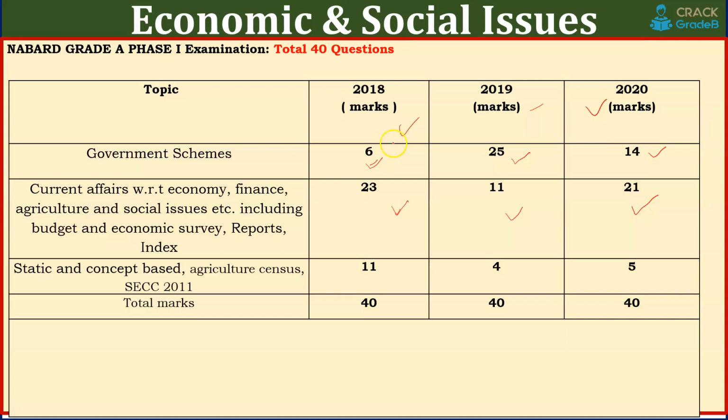So if we talk about current affairs and government schemes, 29 marks, 36 marks, and 35 marks, so an average of 30 we can consider is asked from current affairs plus government schemes. The static part is 11 marks, 4 marks, and 5 marks. So first of all we will discuss the government schemes.